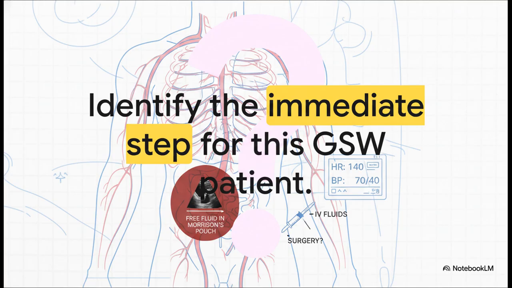Vignette 1. You have a 22-year-old male brought in after a gunshot wound to the abdomen. He's wildly tachycardic at 140 beats per minute and profoundly hypotensive at 70/40. Your bedside FAST exam reveals a large stripe of free fluid in Morrison's pouch. Think back to the severity invasiveness scale we just walked through. What is your definitive, absolute next move?